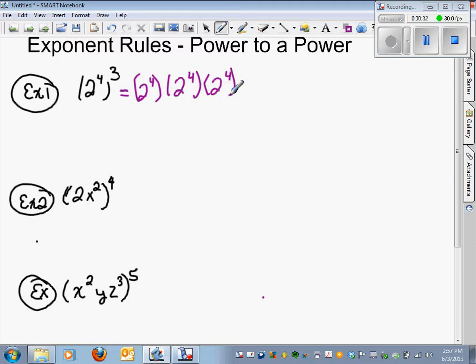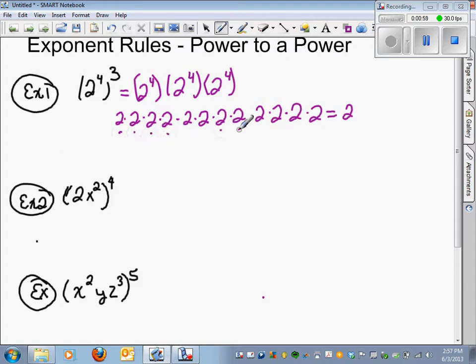2 to the 4th means that we have 1, 2, 3, 4 2's multiplied. And then another 2 to the 4th means we have 4 more 2's. And then the third 2 to the 4th means we have 4 more 2's. So if we wanted to write this in a much shorter way, it would be 2 multiplied 1, 2, 3, 4, 5, 6, 7, 8, 9, 10, 11, 12 times. So our final answer would be 2 to the 12th power.